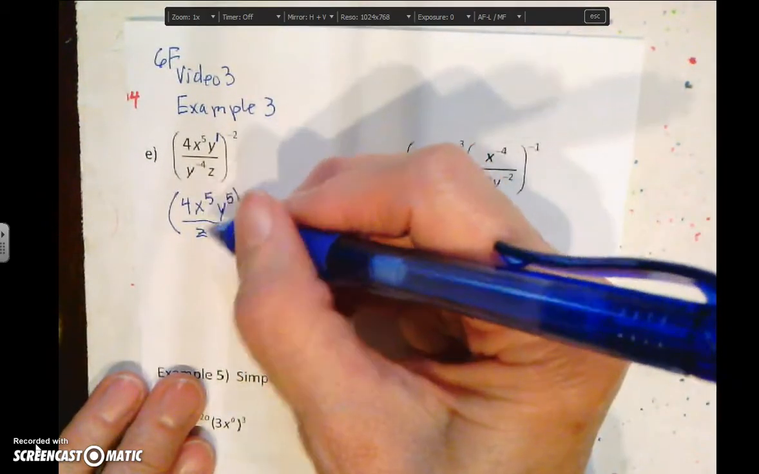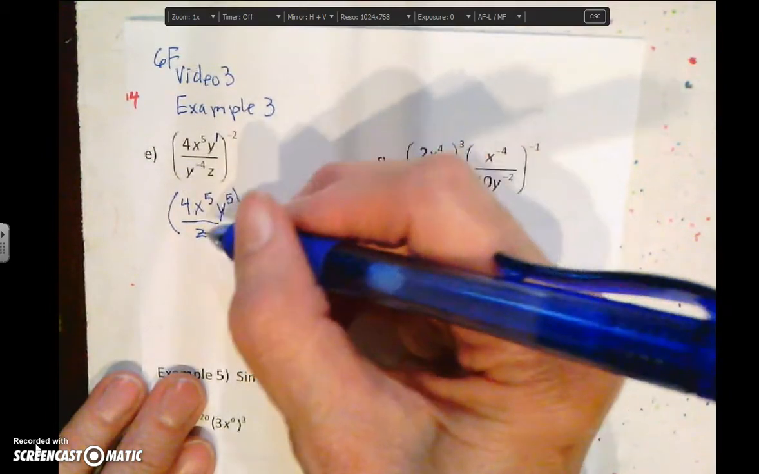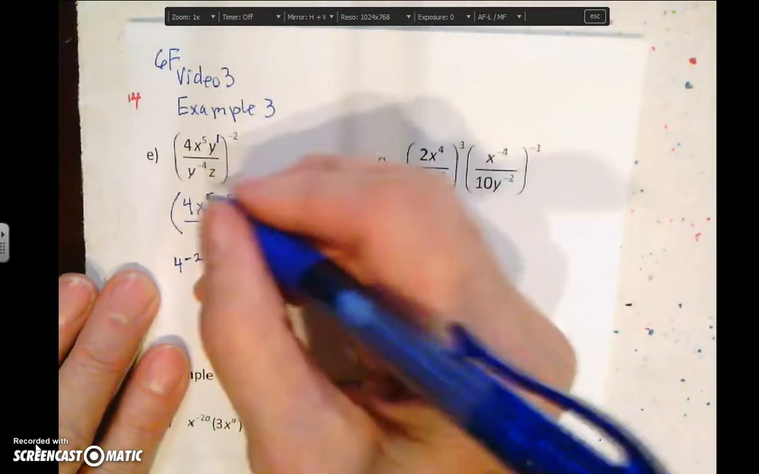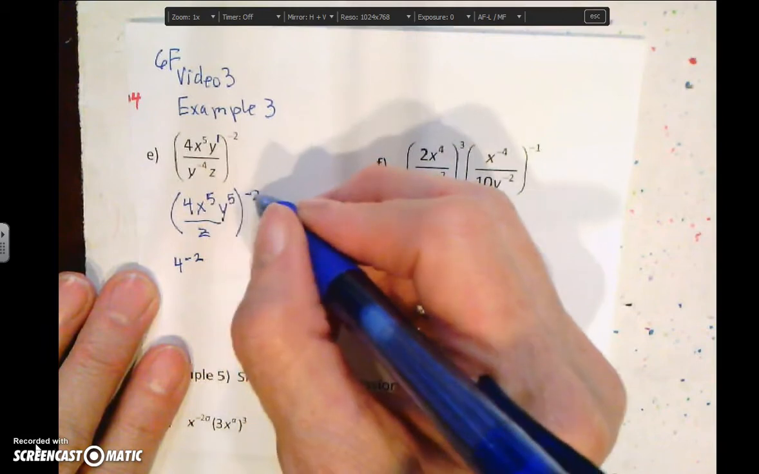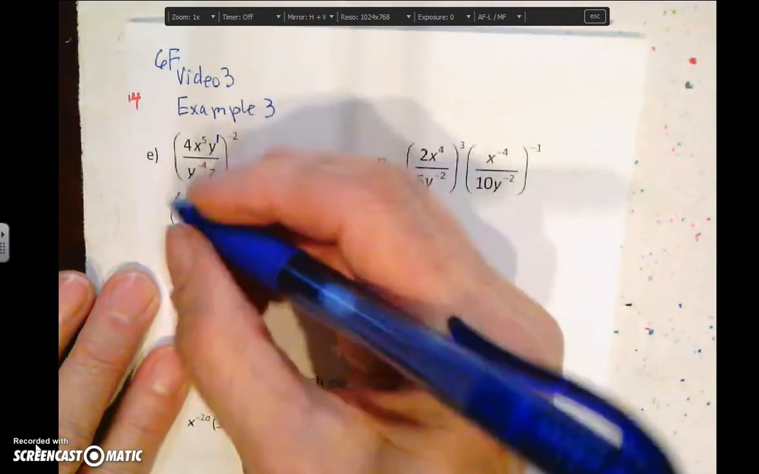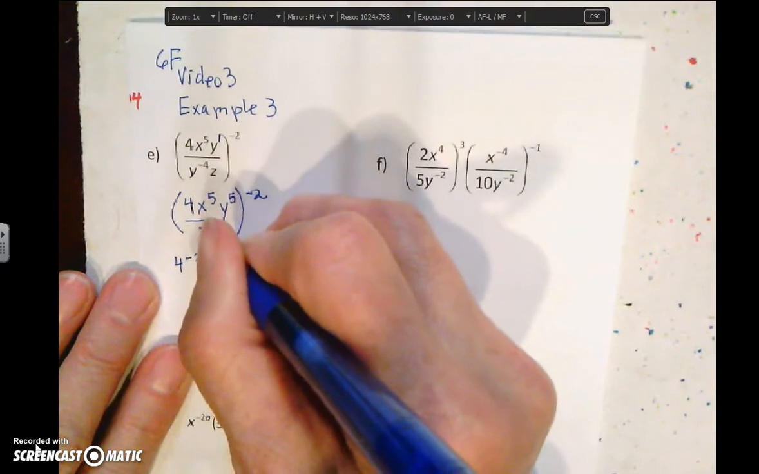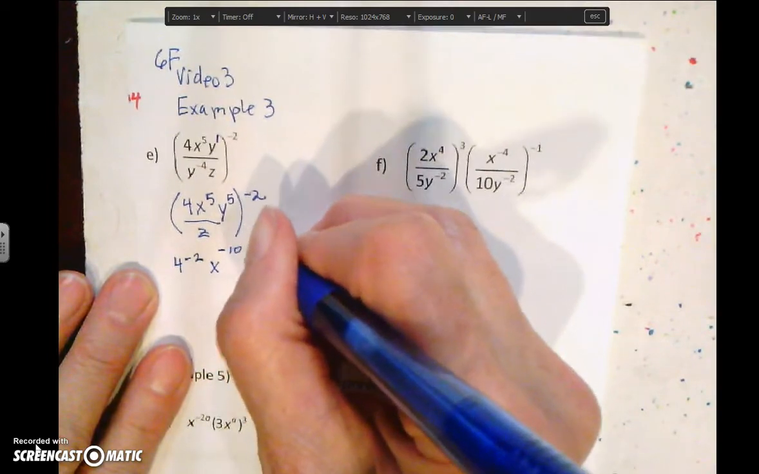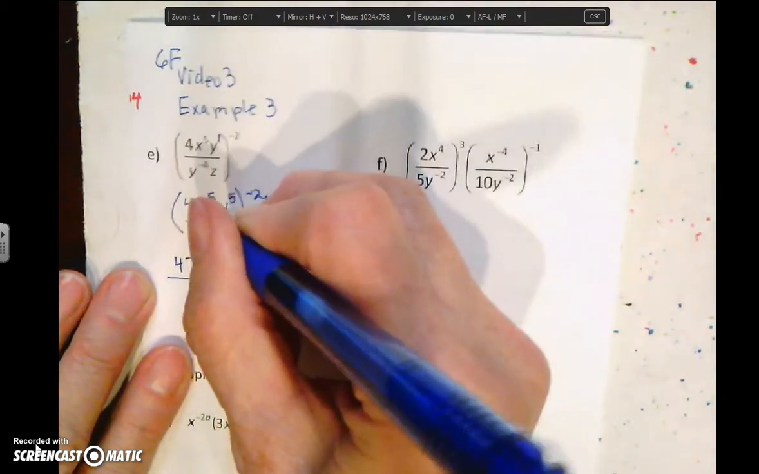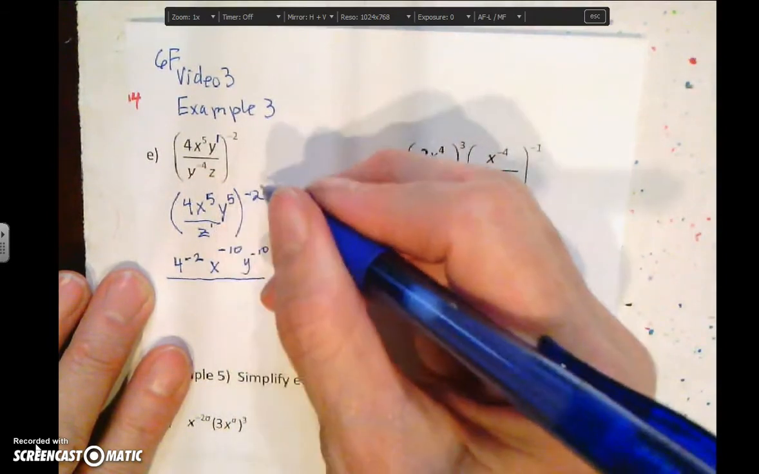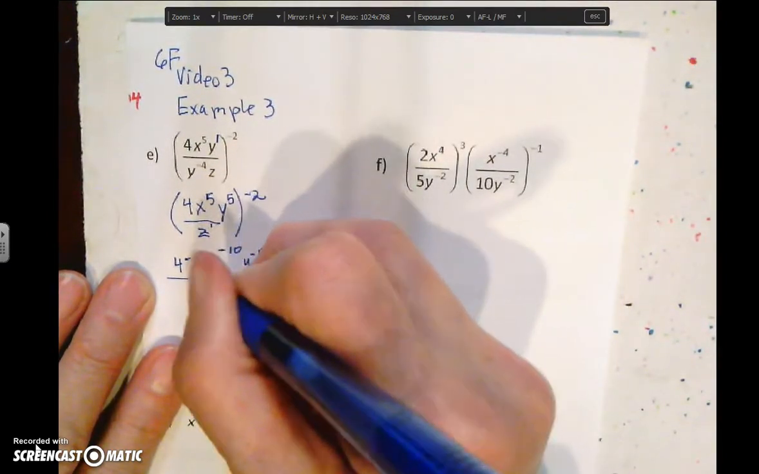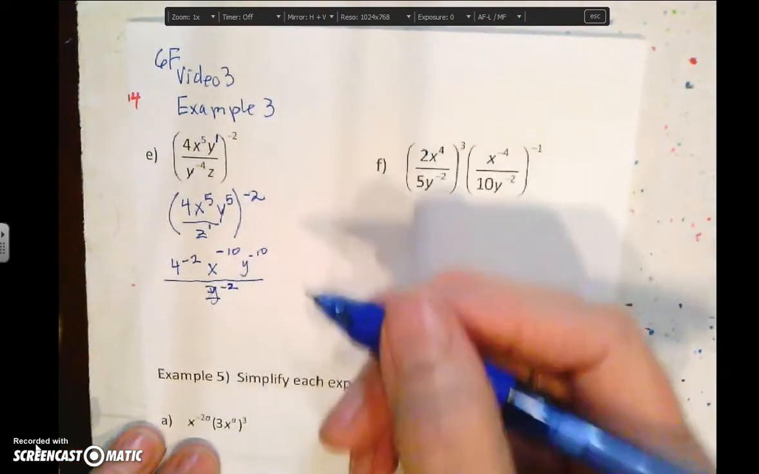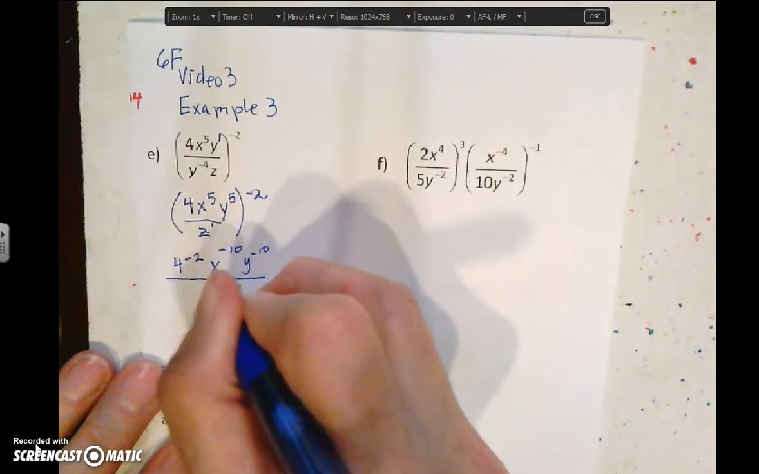All right, so now I'm going to take my quotient and raise all the pieces of it to the negative 2 power. So 4 to the negative 2 power. Then when I have a power to a power, remember I multiply these exponents. So 5 times negative 2 for my x is going to be a negative 10. My y, again, 5 times negative 2, which is negative 10. Here I have that understood 1, so 1 times negative 2 for the z is negative 2.